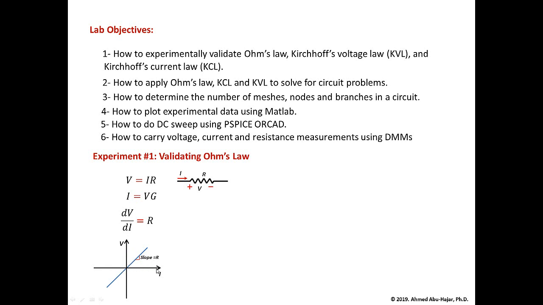So instead of doing dV/dI, we can say that we're going to do dI/dV. So from this equation here, we can say that dI/dV will equal G, where G is the conductance, which is 1 over R. So if you plot the current versus the voltage, you still have a straight line, but the slope of this straight line is going to be G.